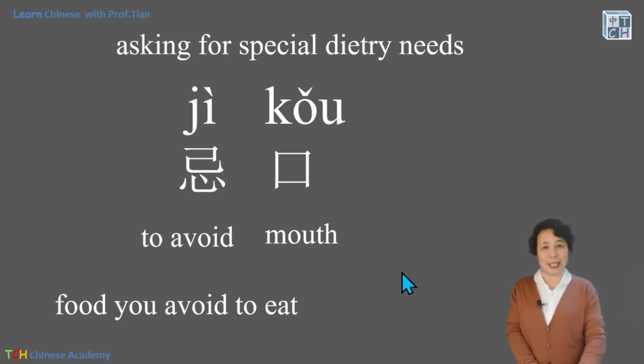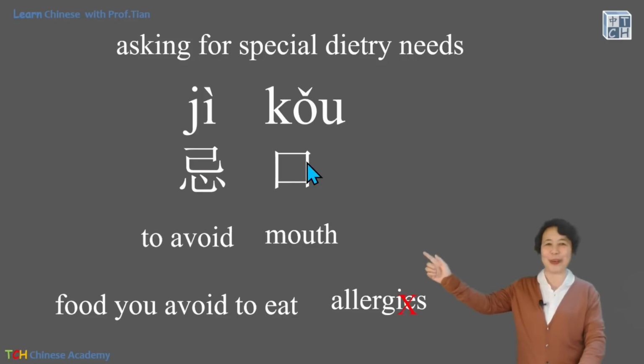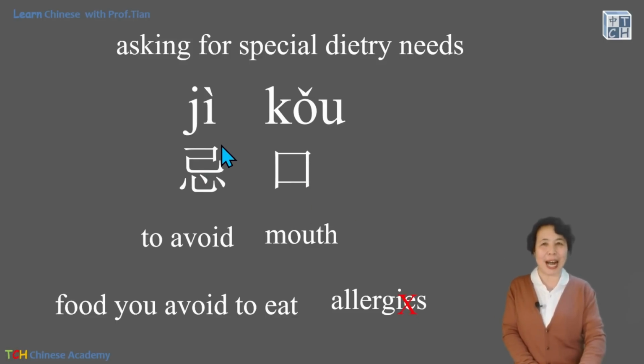Oftentimes in English, you would ask about allergies. In Chinese, we don't ask about allergies. We simply say the word 忌口. Now look at how we pronounce this word. This letter J is pronounced ji, the falling tone, ji. And OU is pronounced o, third tone, 口. 忌口.